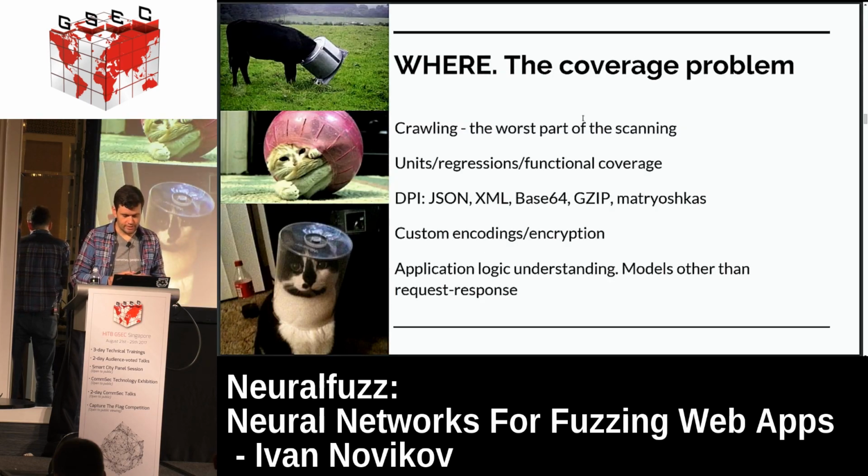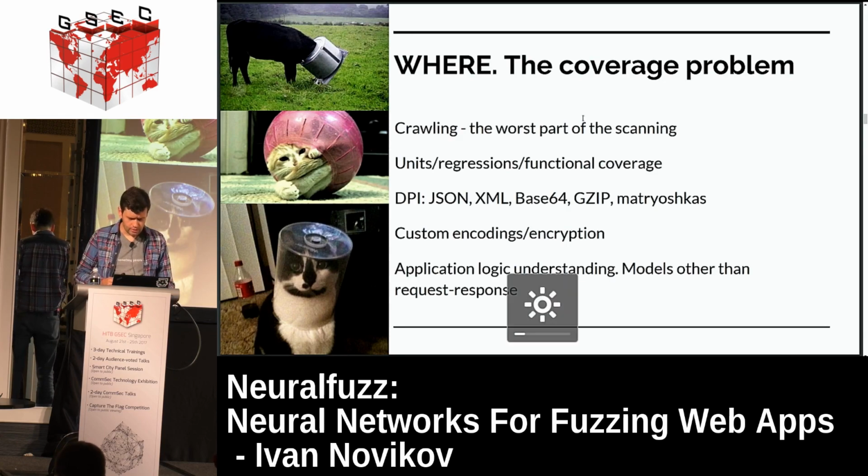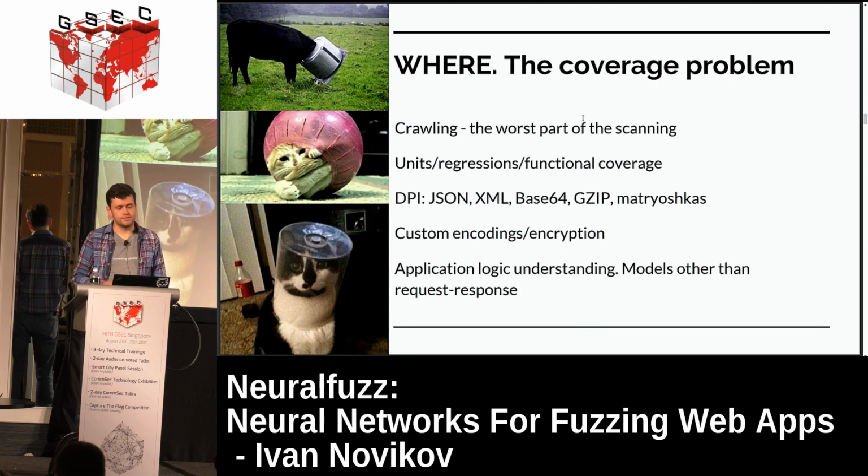So the first problem is where. The coverage problem is really, really important. A lot of security tools like scanners use crawling techniques. It is the worst part of scanning because in this case, the scanners try to emulate a browser, which is almost impossible if you would like to use APIs or modern single page web apps. It's impossible to crawl them.